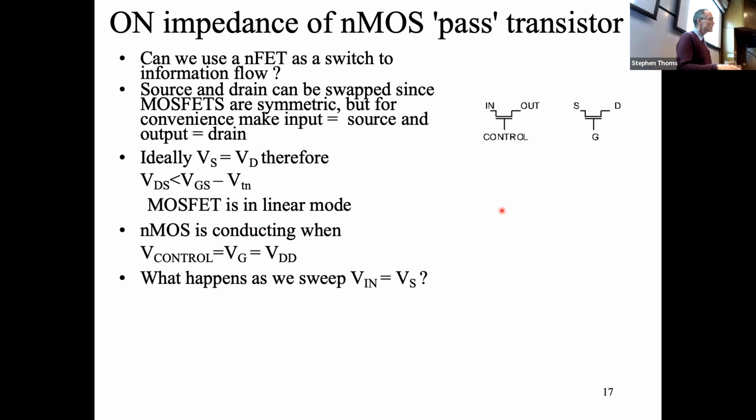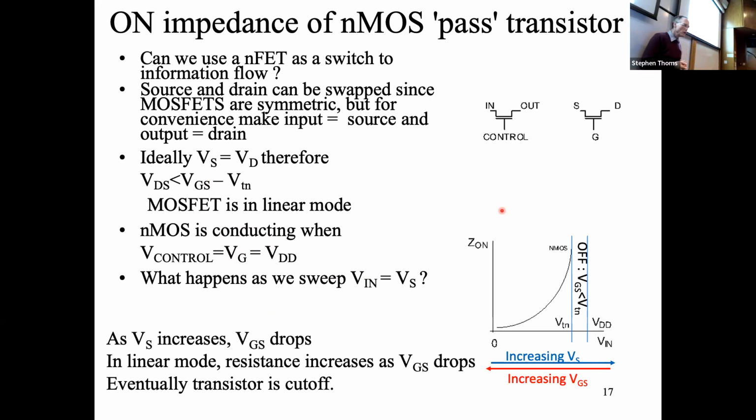So let's think what happens when we sweep the input voltage. As you sweep the input voltage, VS increases, and as a consequence of VS increasing, the voltage between the gate and the source will decrease. Okay, and eventually, take it right to the extreme, if the voltage VS reached VDD, so you get right to the supply rail, then VGS is going to be 0. And we know that if VGS is 0, the transistor won't conduct. And in fact, if the voltage difference is within one threshold voltage of VDD, it won't conduct.